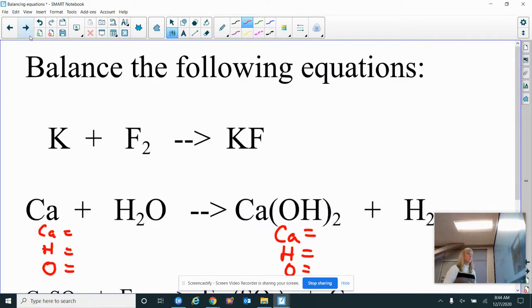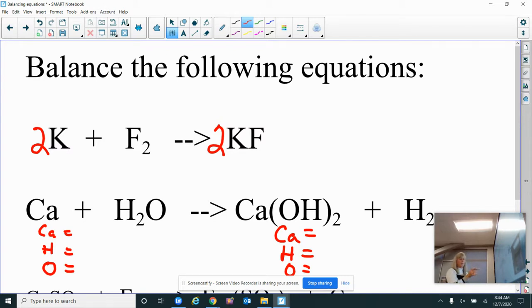So we want to balance these equations. Looking at this first equation, we have 1 K and 2 Fs on the reactant side, and we only have 1 K and 1 F on the product side. So I'm going to put a 2 here to get 2 fluorines, but that also means I now have 2 potassiums, so I come back over here and put a 2. Okay, and that one is balanced. That was pretty simple.